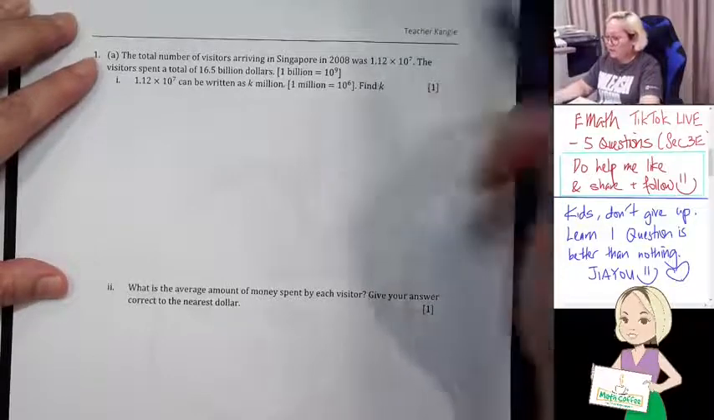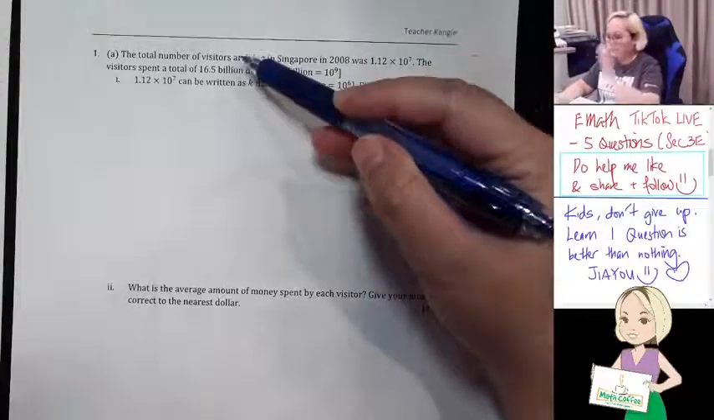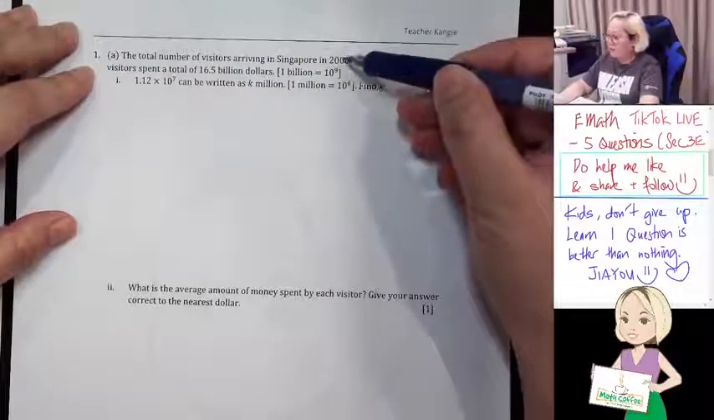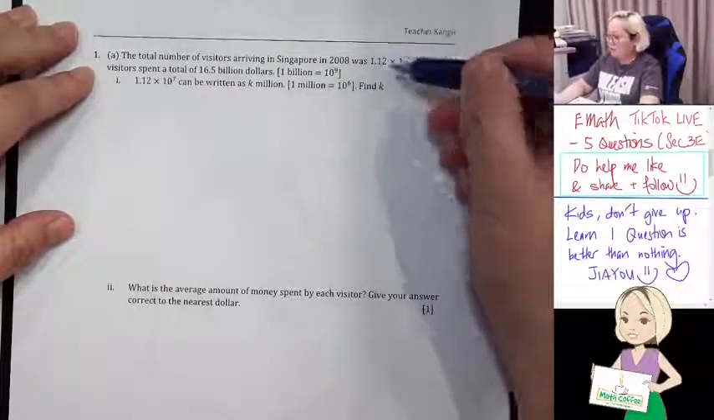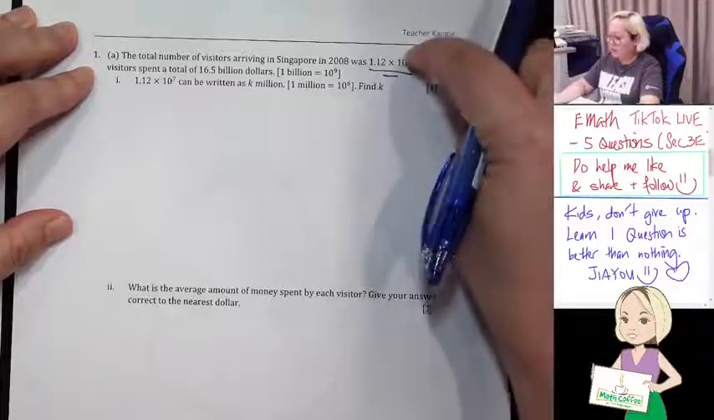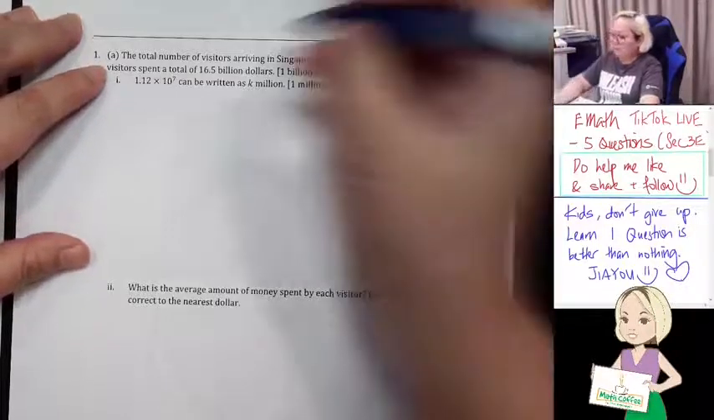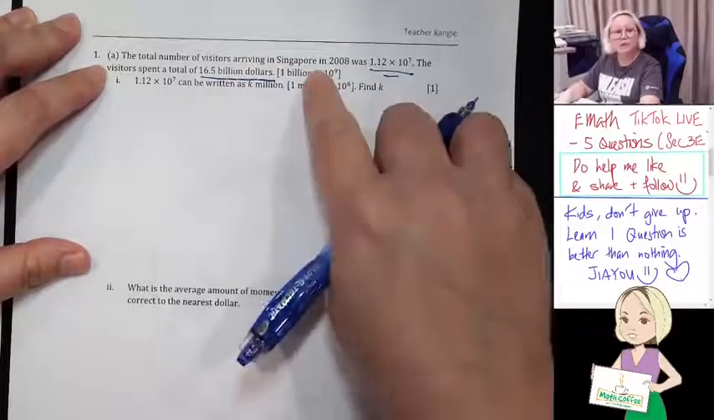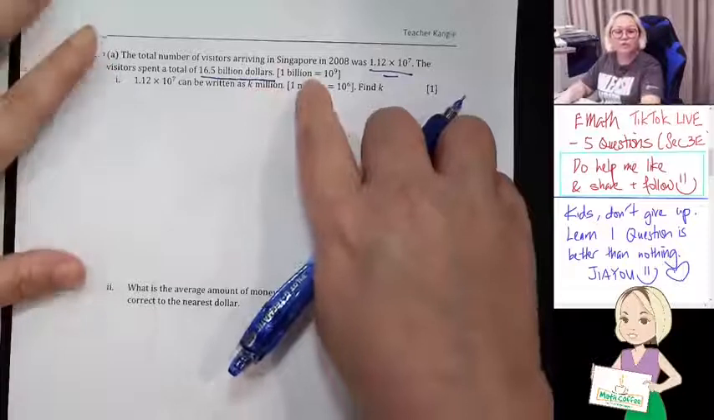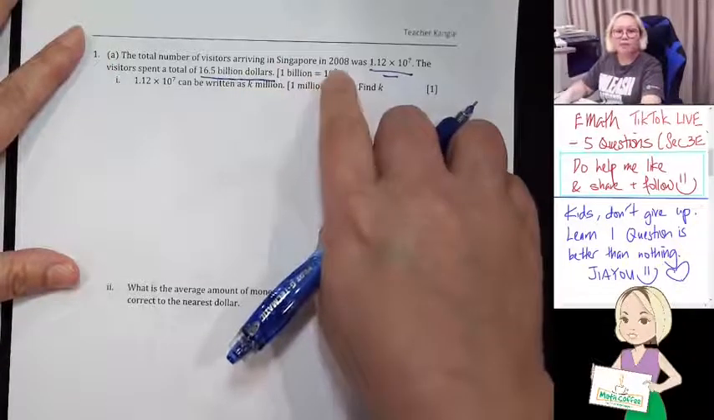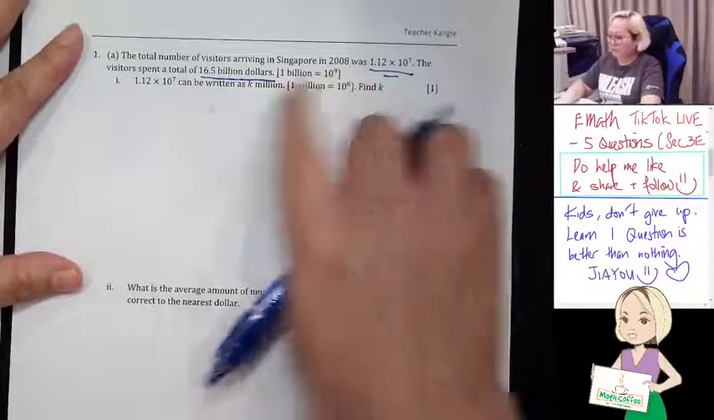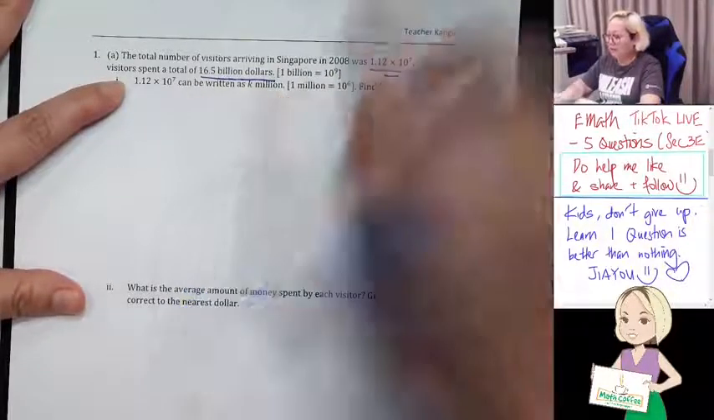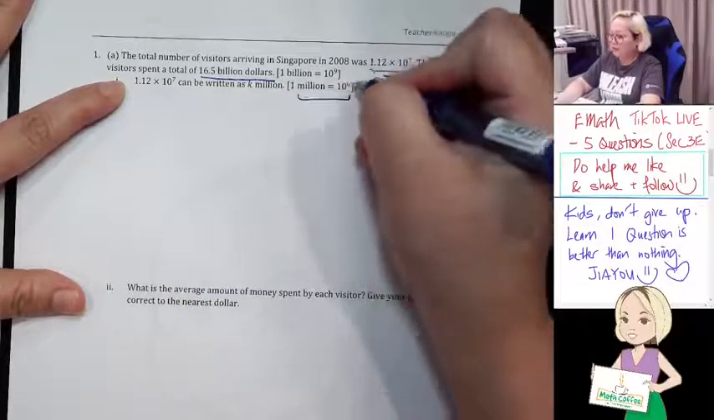Let's start. The number of visitors arriving in Singapore in 2008 was this. The visitors spent a total of $16.5 billion. They also state that billion is 10 to the power of 9. They say 1.12 times 10 to the power of 7 can be written as K million. Over here they also tell you that million is 10 to the power of 6.